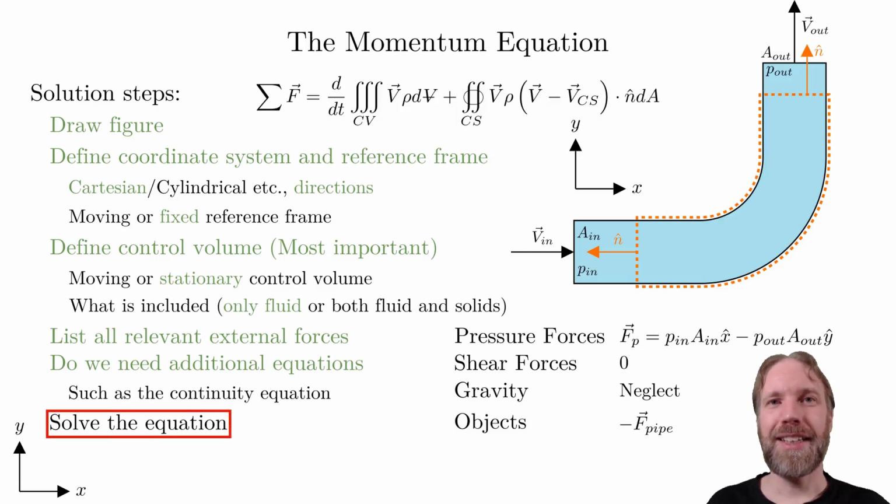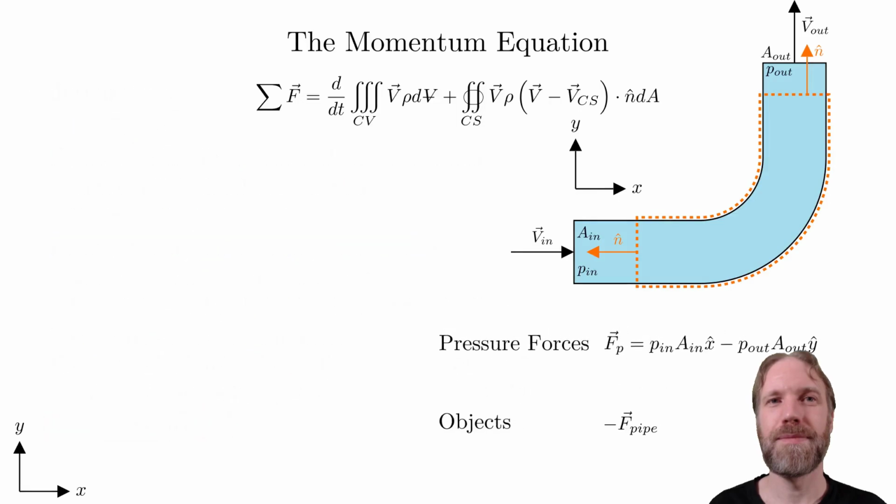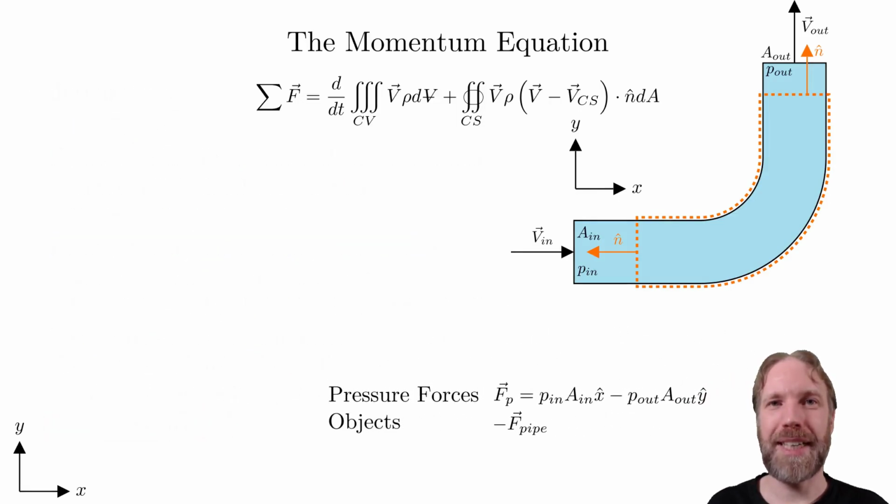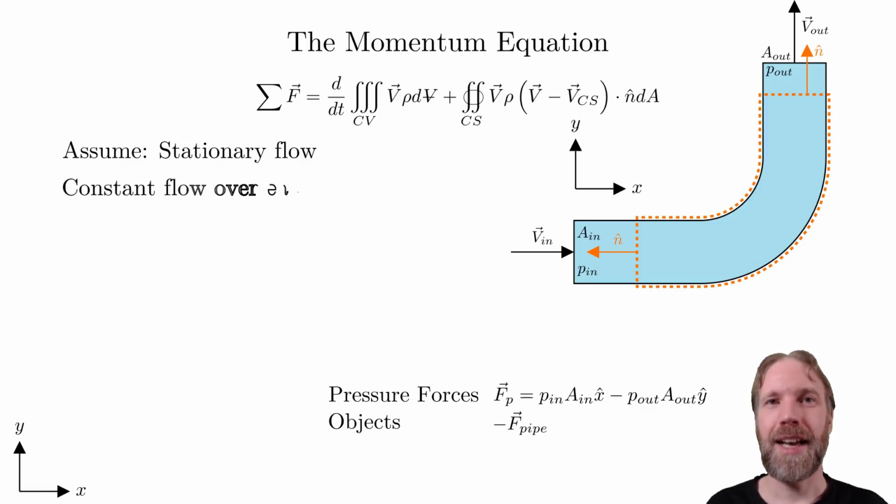Finally, let's start the calculations. We start by making some additional assumptions to make this easier to solve. First, assume stationary flow. Second, assume constant flow over each cross-section. This means that the velocity is V in over the entire inlet area and the velocity is V out over the entire outlet.